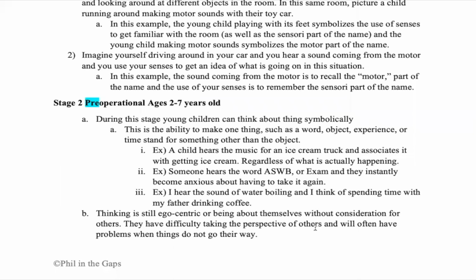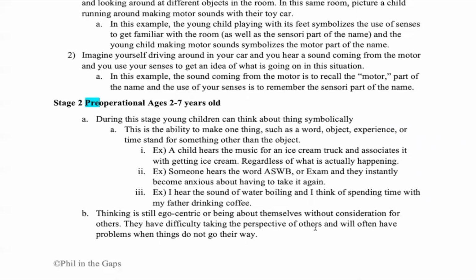So sensory motor, again, they're utilizing their senses and motor activity to understand their environment, while pre-operational, they're going to act like they know everything that's going on in the environment, and they're not willing to operate or collaborate with other individuals. So during this stage, young children think about things symbolically.